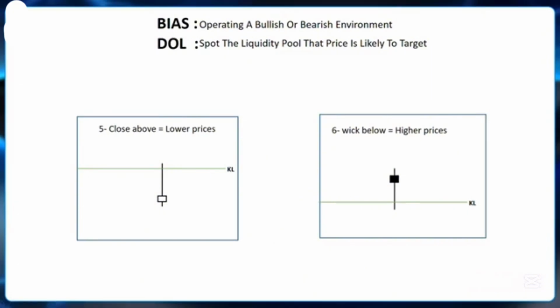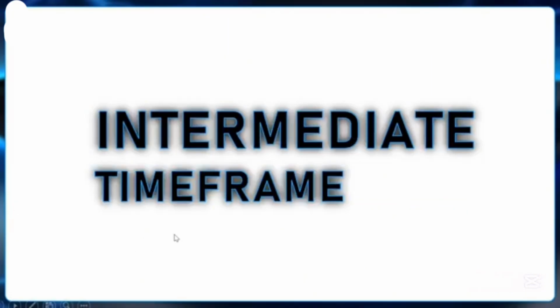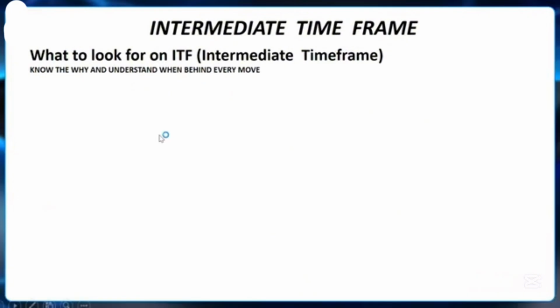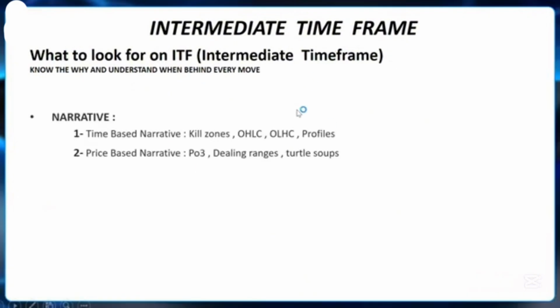Okay, so let's move on and talk about the intermediate time frame and see exactly what we should be looking for here. On the intermediate time frame, we mainly focus on two things: narrative and context. Let's start with narrative. There are two types of narrative: time-based and price-based narrative, and of course, there are many variations of both. But let's keep it simple and focus on the ones that truly matter in the market.